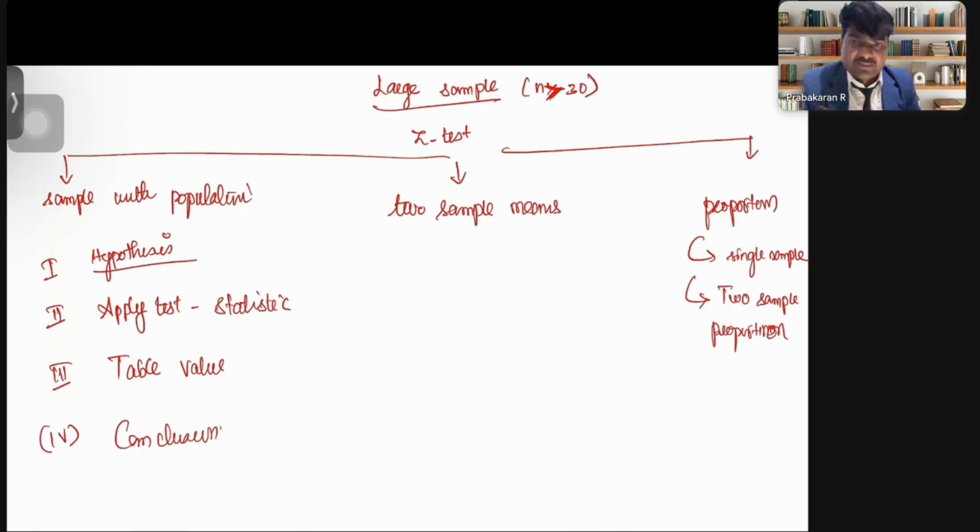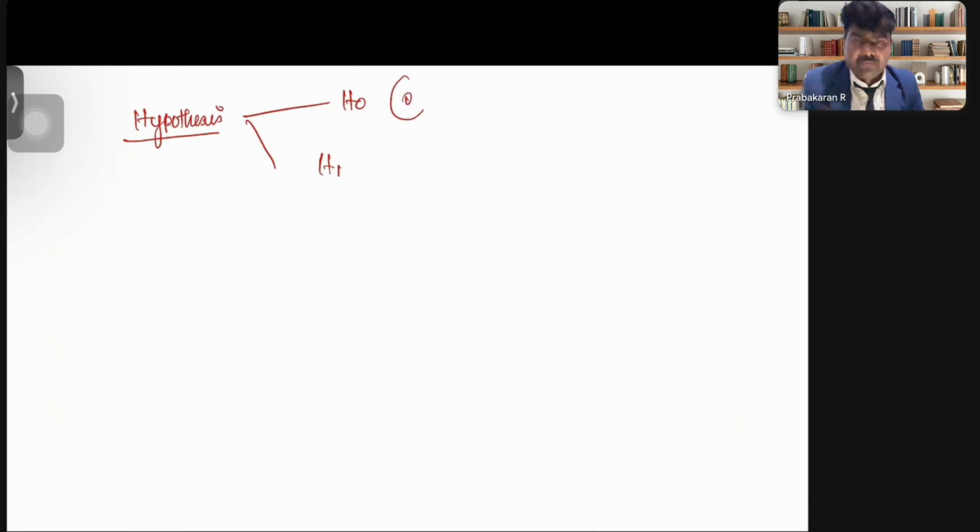In the hypothesis, there are two parts. One is the null hypothesis, denoted as H0, and the other H1. If you are comparing the sample mean with the population mean, we take the null in the positive sense: there is no significant difference between the sample mean and the population mean. In other words, the given sample comes from the given population. The alternative hypothesis is the opposite, denoted H1. That means there is a significant difference between the sample mean and the population mean, if you are comparing only a sample with the population.